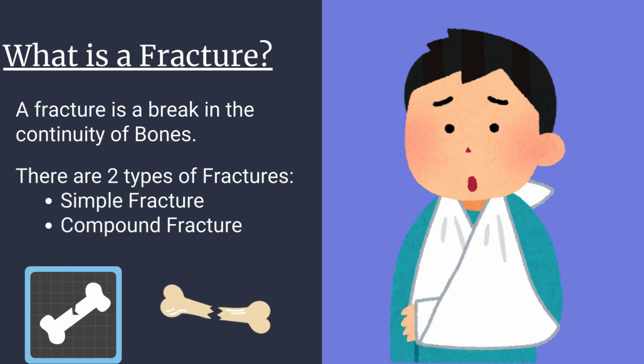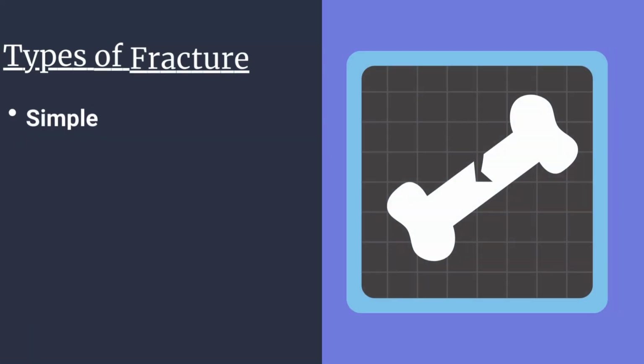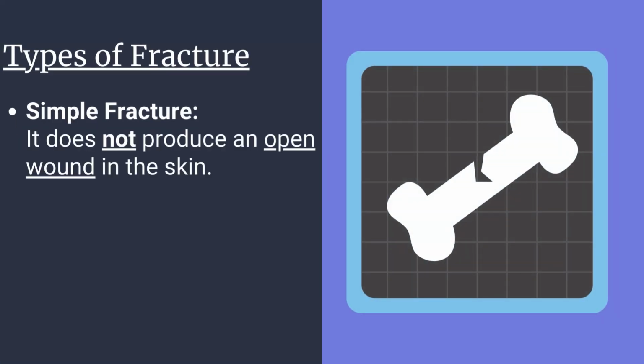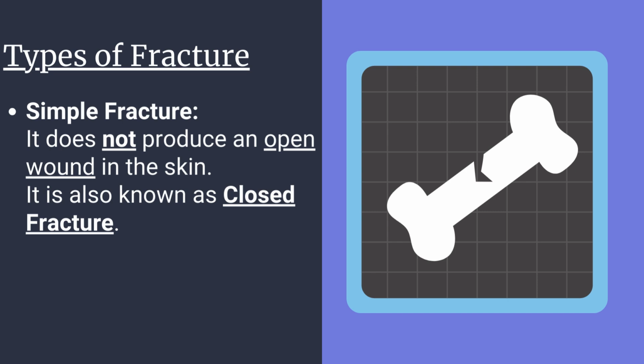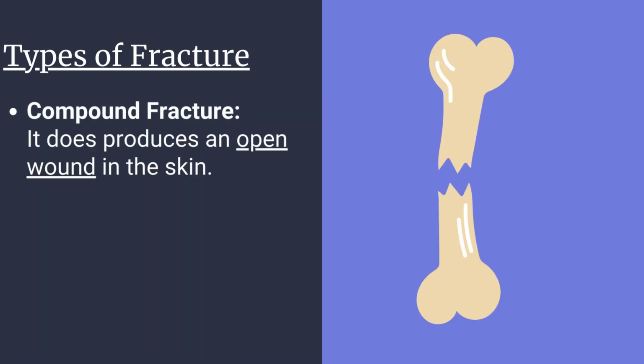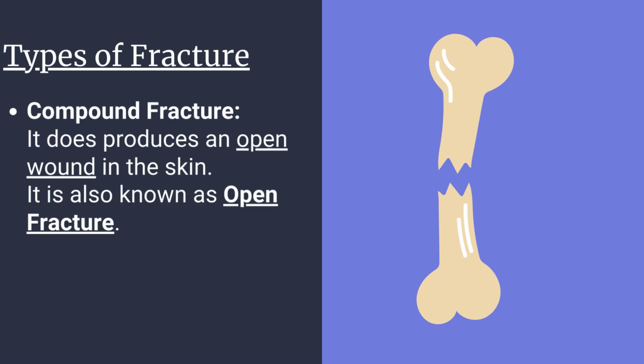There are two types of fractures: simple fracture, compound fracture. What is a simple fracture? It does not produce an open wound in the skin. It is also known as closed fracture. What is a compound fracture? It produces an open wound in the skin. It is also known as open fracture.